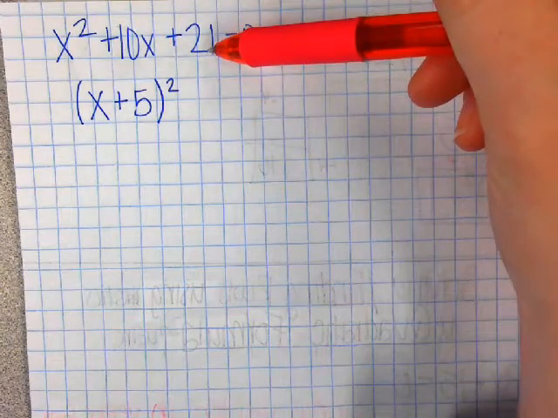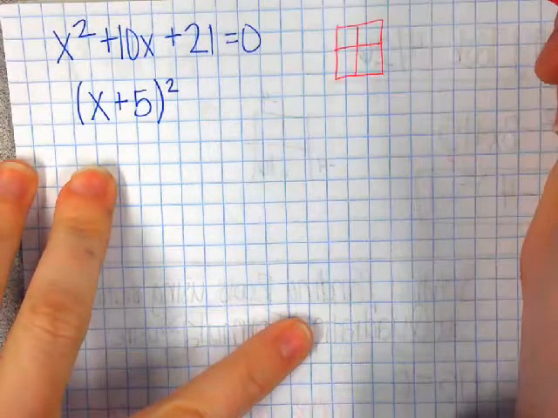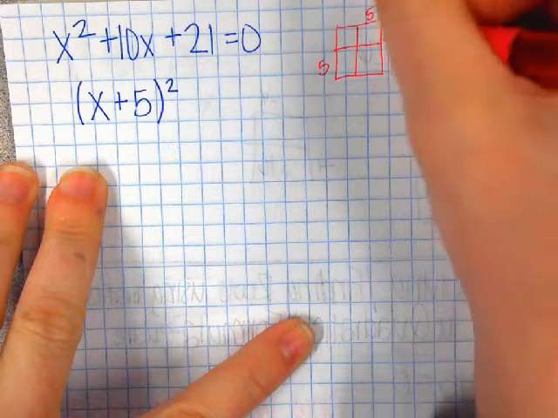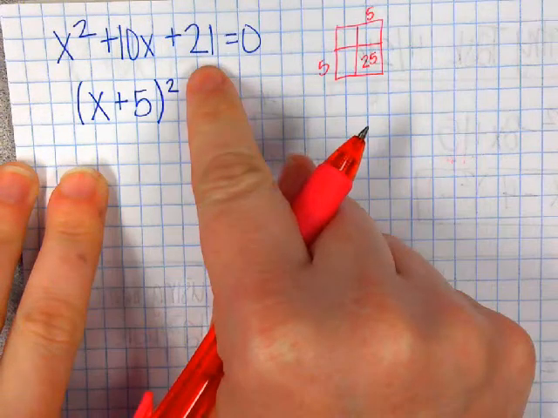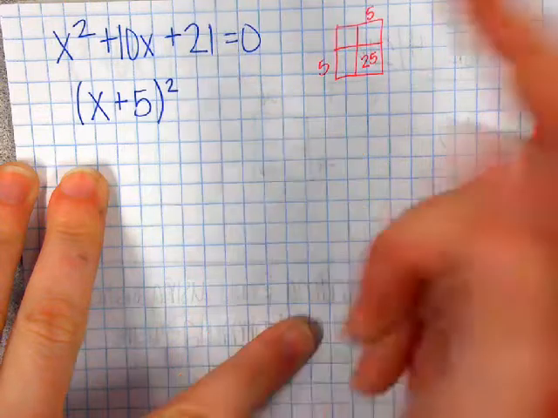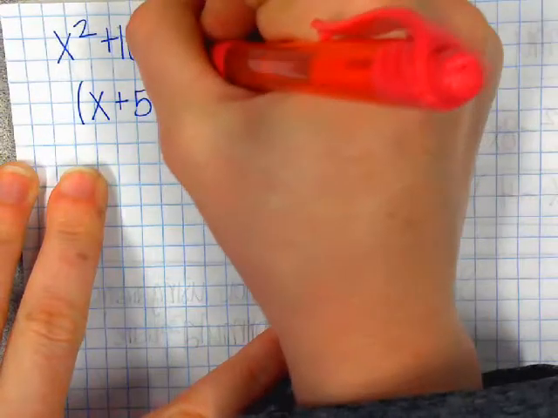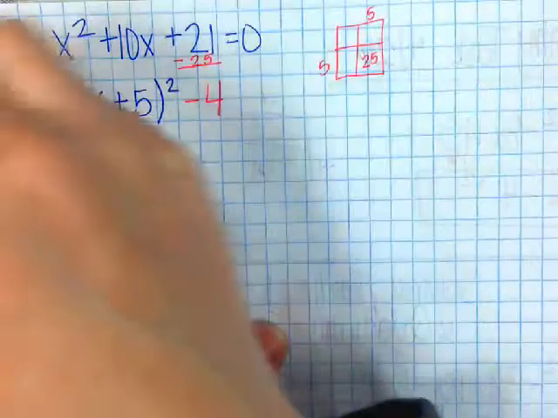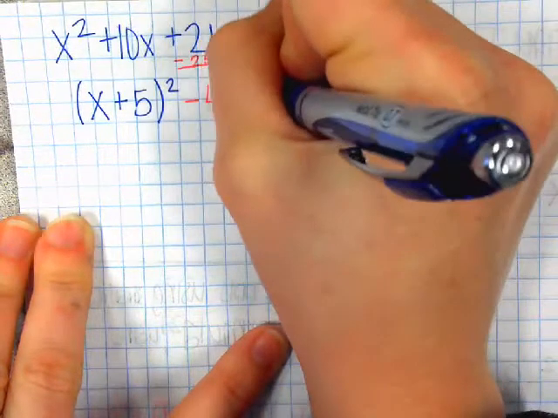Now, how do I figure out, if you're doing algebra tiles, how many algebra tiles would you need? So you have 5 and 5. What's 5 times 5? 25. So you would need 25. How many do we have, though? 21. So it would be 4 short. Or you could do 21 minus 25 is negative 4. Whichever way you prefer to do it.